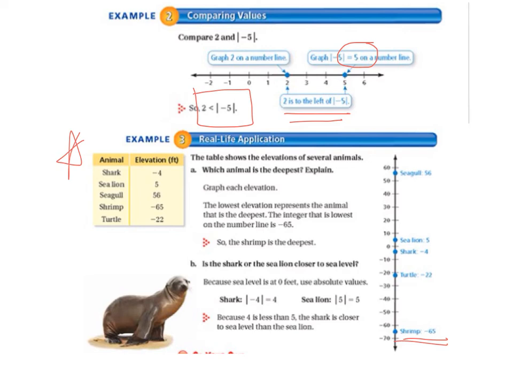So the seagull is the highest at 56, the sea lion is 5, the shark is negative 4, and the turtle is at negative 2. So the shrimp is the deepest.